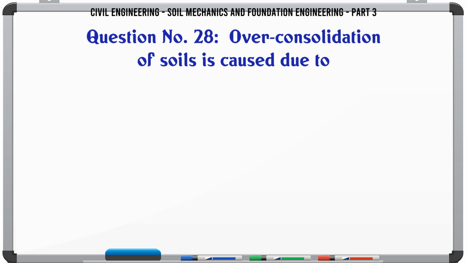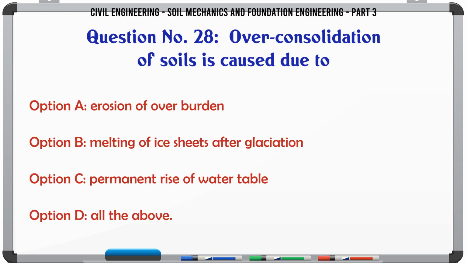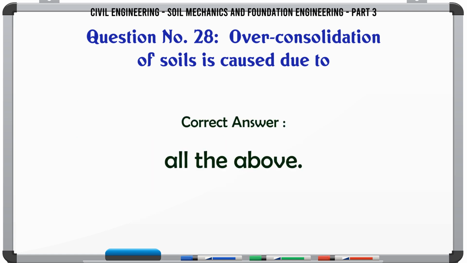Over-consolidation of soils is caused due to: A. Erosion of overburden, B. Melting of ice sheets after glaciation, C. Permanent rise of water table, D. All the above. The correct answer is all the above.